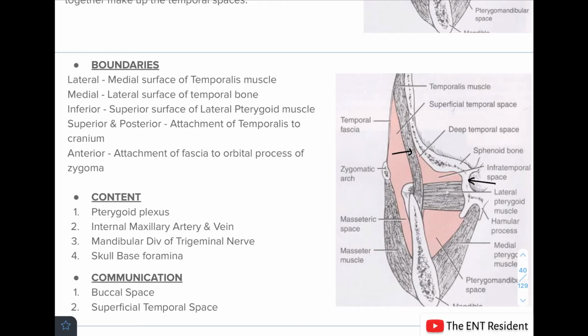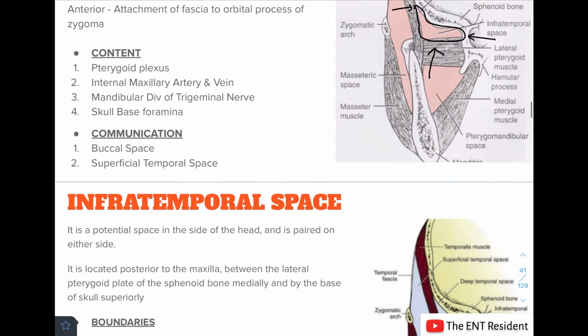Inferiorly lies the superior surface of the lateral pterygoid muscle. Superiorly and posteriorly lies the attachment of the temporalis to cranium, and anteriorly lies the attachment of fascia to the orbital process of the zygoma. And this space, this is the space. This space contains the pterygoid plexus, internal maxillary artery and vein, mandibular division of the trigeminal nerve, and the skull base foramina, and it communicates with the buccal space and the superficial temporal space.